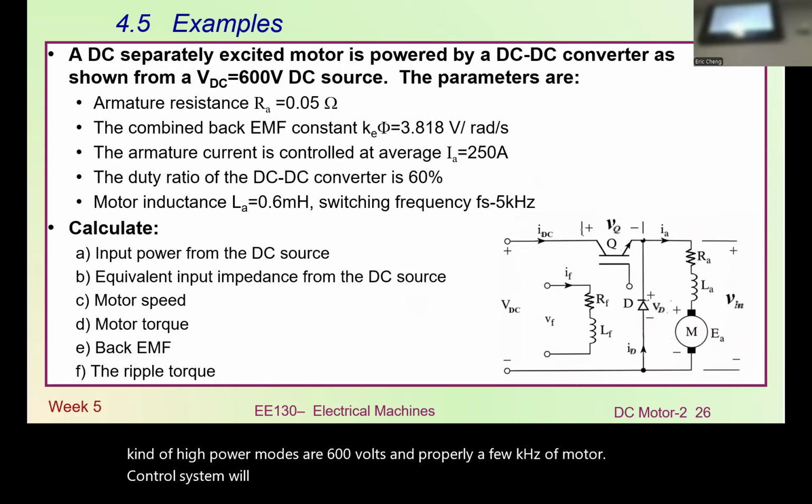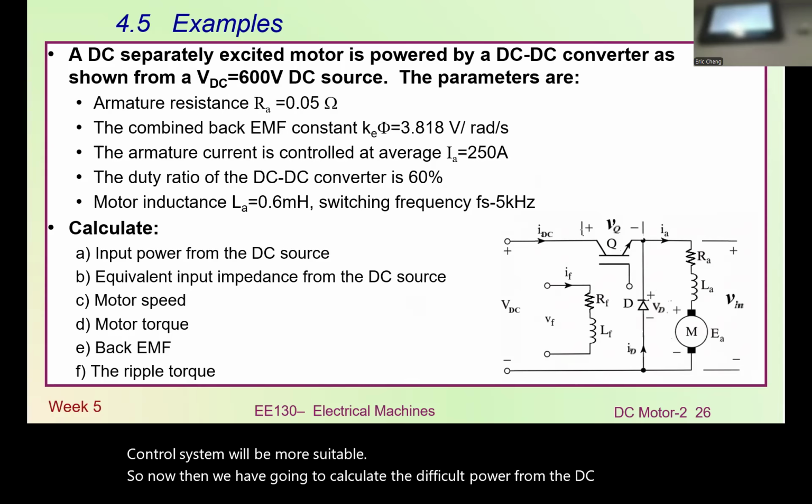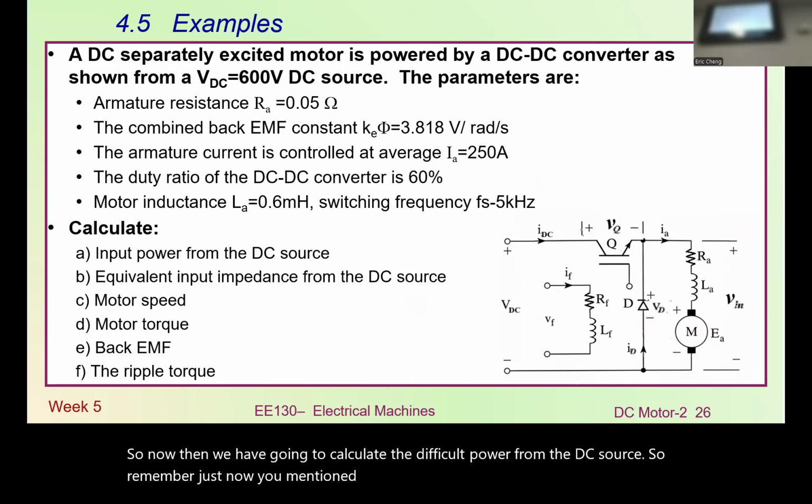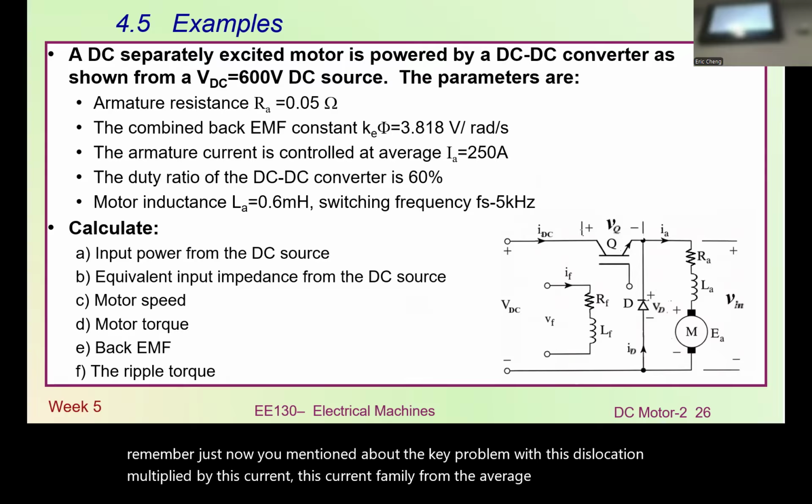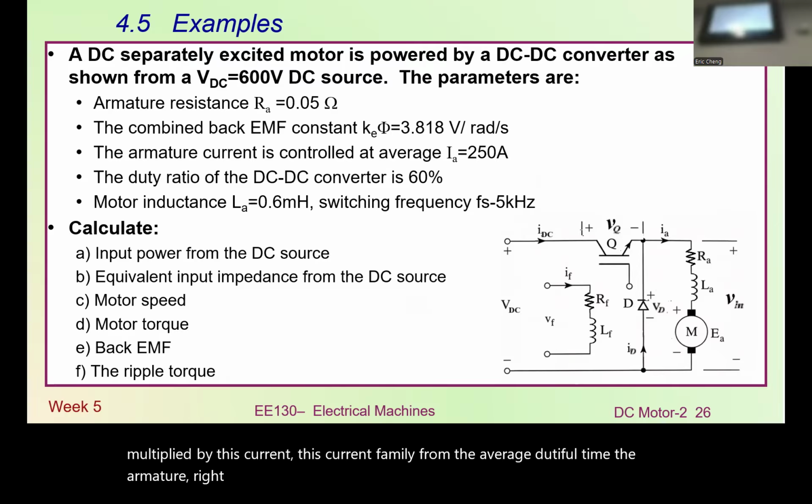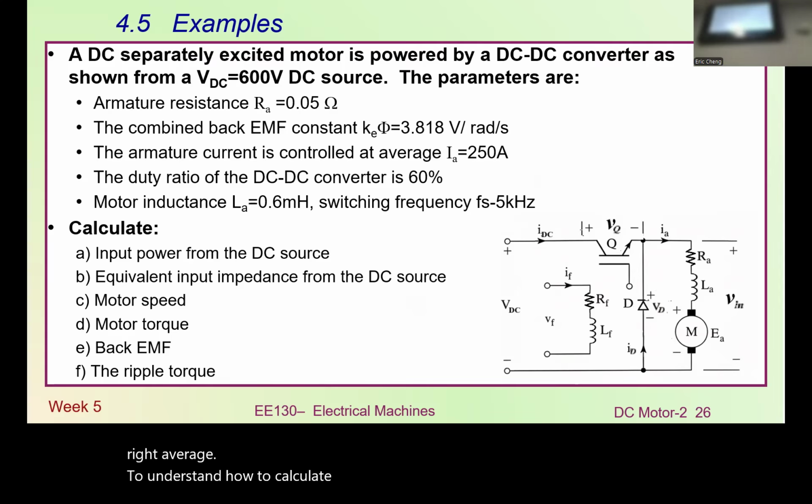So now we are going to calculate the input power from the DC source. Remember just now we mentioned the input power is this DC voltage multiplied by this current. This current comes from the average duty ratio and the armature current, right? Average. That's why just now I asked you to understand how to calculate power. We use average current to do that.